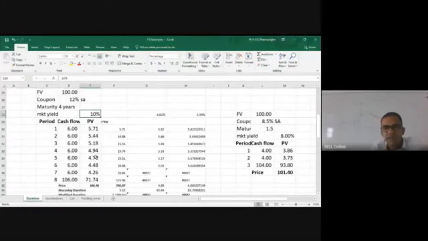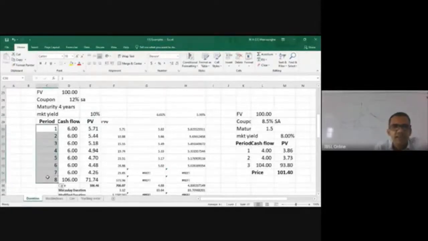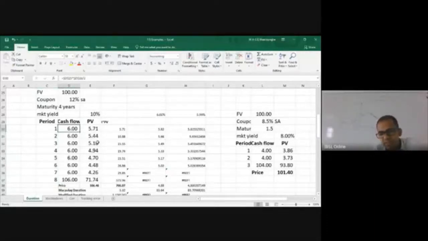Every 6 months you get a coupon payment. So therefore, there are 8 periods, 8 semi-annual periods. Remember, it's not 8 years. The cash flows are 6 rupees per each coupon period, except the last one. In the last one, you get the coupon plus the maturity proceeds, that is face value 100. So at the end of the 8th period, you get 106 rupees.